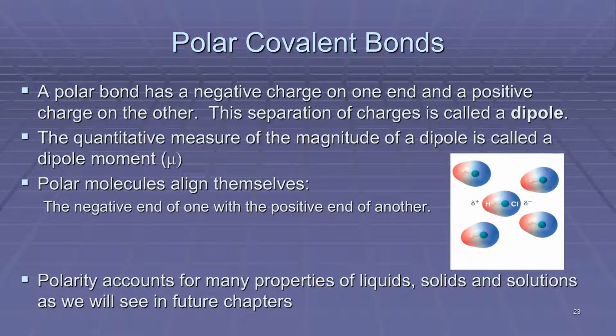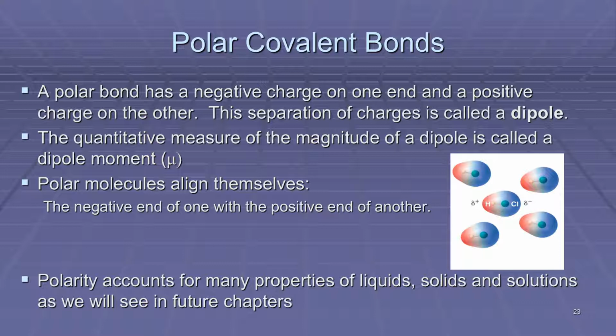So a polar bond then we know has a positive end and a negative end, which is a separation of charges, and we call this a dipole. The quantitative measure of a dipole is called a dipole moment. Depending on how different the two atoms are in electronegativity, the larger the dipole moment. Dipole moments have both magnitude, like an amount, and also a direction. So generally, the dipole moment, you could say, kind of pulls the electrons toward the negative end.